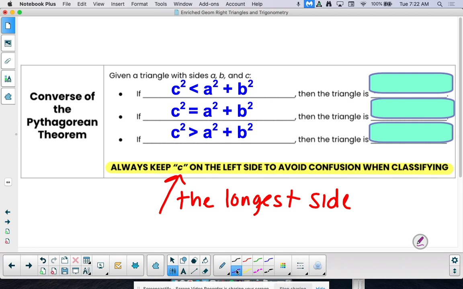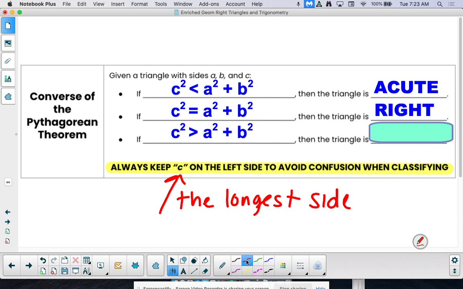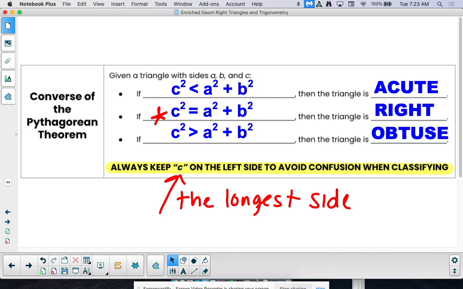If your C squared value is less than A squared plus B squared, then your triangle is acute. If your C squared equals A squared plus B squared, we know that is a right triangle, right? Because this is the true definition of the Pythagorean theorem, and it only works for right triangles. And then lastly, if C squared is greater than A squared plus B squared, it's an obtuse triangle.